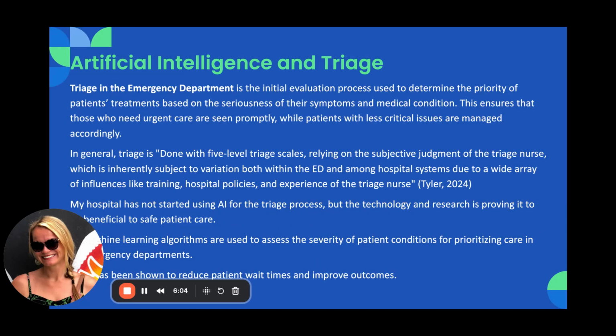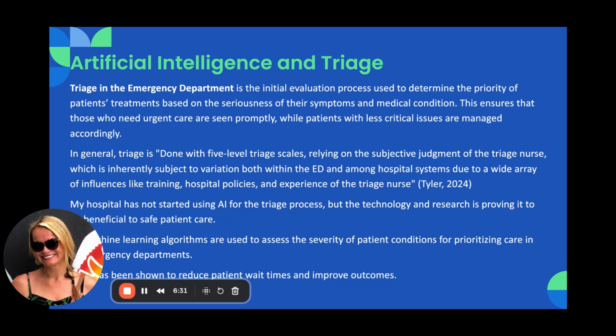One thing that I see evolving in the future with the use of artificial intelligence is the triage model at the emergency department. For those not familiar with triage in the emergency department, it's the initial evaluation process used to determine the priority of a patient's treatments based on the seriousness of their symptoms and medical condition. This ensures that those who need urgent care are seen promptly, while patients with less critical issues are managed accordingly.